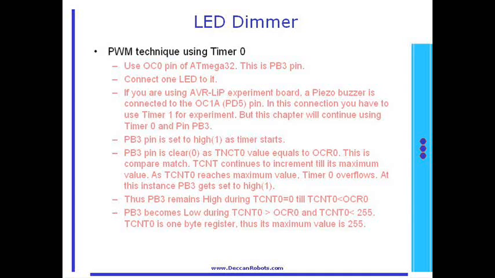PB3 pin is set to high as timer starts. PB3 pin goes down to 0 as TCNT0 crosses OCR0 value. PB3 pin remains low till TCNT0 reaches its highest value. We will use 1 MHz internal clock for this application.